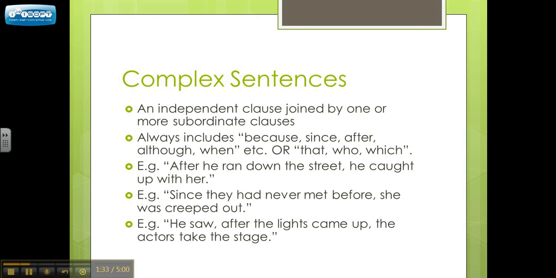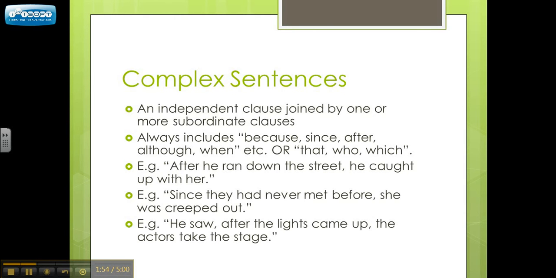For a couple of examples, we've got: after he ran down the street, he caught up with her. We know after he ran down the street is a subordinate clause. It doesn't express a complete idea, but then we follow it up with a complete idea. He caught up with her. So it's when you've got one leading into another, one where you don't have all of the information, introducing the rest of the sentence or introducing the independent clause.